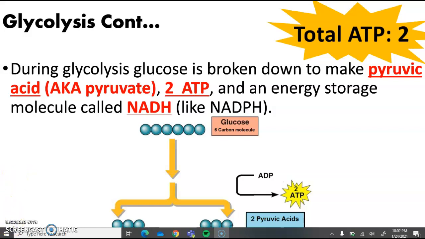Now, when we're looking at cell respiration, if oxygen isn't present at the end of glycolysis, remember that glycolysis doesn't need oxygen in order to occur. Well, if oxygen isn't present, then it goes through a different reaction called fermentation. And we're going to cover that a little bit later. So our discussion is going to be focused on if oxygen is present.